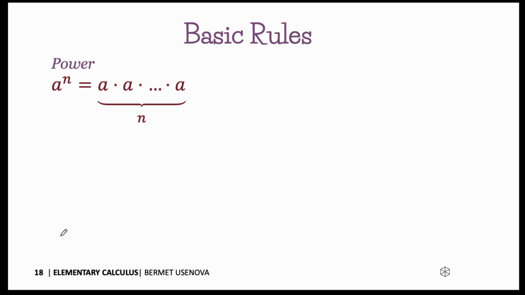A real number a to the power of n, where n is a natural number, is just a multiplied by itself n times. In particular, a to the power of 1 is just itself. For example, 2 to the power of 3 will be 2 multiplied by itself 3 times, which is 8. The power rules in more detail will be covered in the next chapter. So here we just want to overview powers.